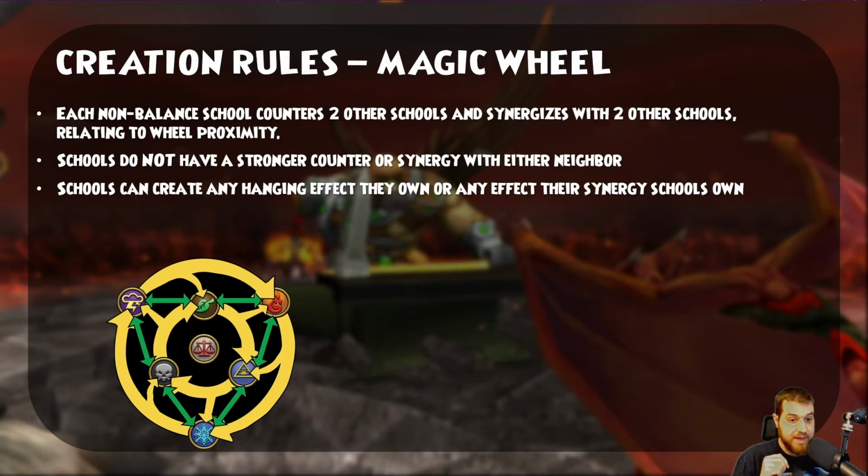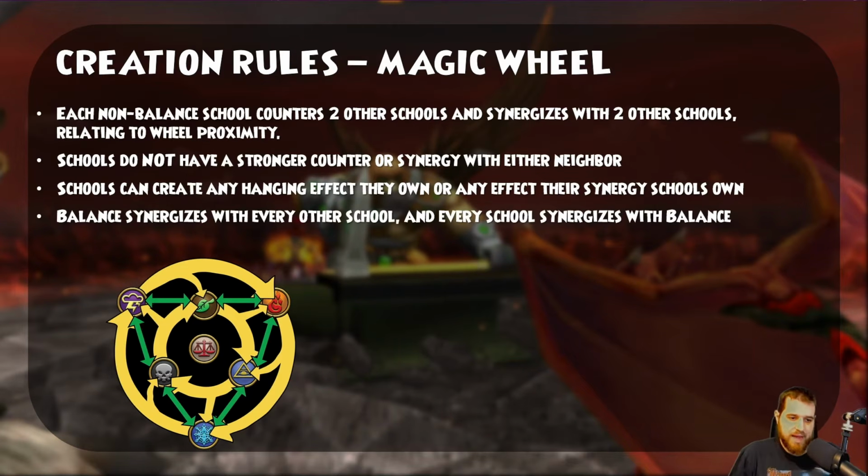So schools can create any hanging effect that they own, or any hanging effect that their synergy schools own. This was kind of stated before, but in the other way. So if you are death, you can make death things, so weaknesses, ice things, which are shields and such, and storm things, which are blades and auras and such. So that's how we decide what can be on a new lore spell, for example. That's a hidden utility.